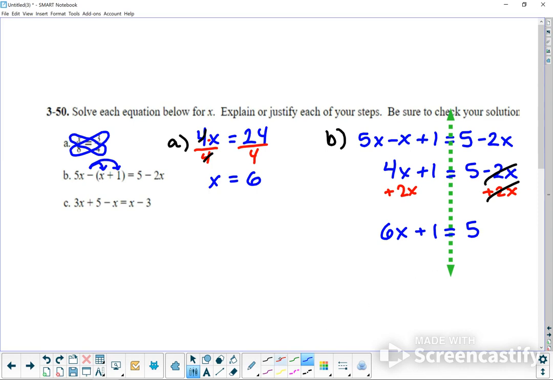All right, next step, I'm going to go ahead and subtract 1 because that's the opposite of adding 1. So I'm going to subtract 1, and these will cancel or make a big 0. And our final, well, not final, but final thing that we have is 6x, and then 5 minus 1 is going to give you 4.